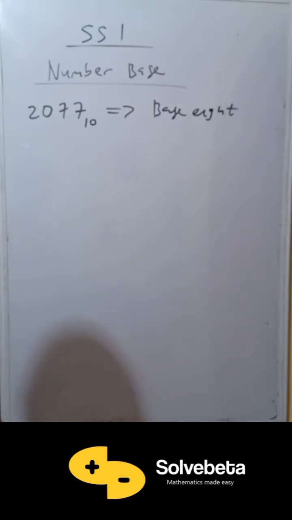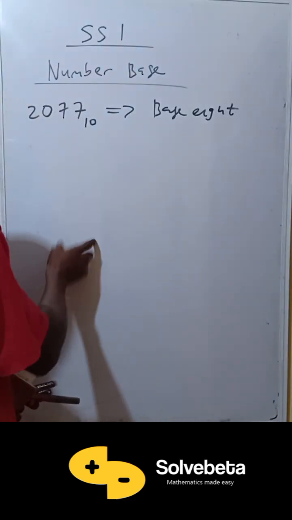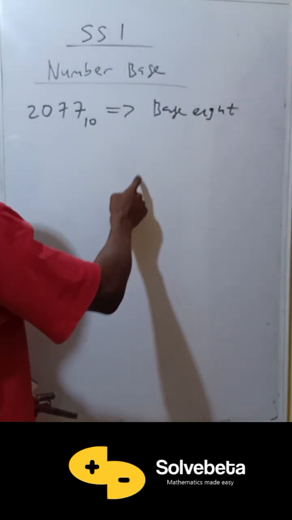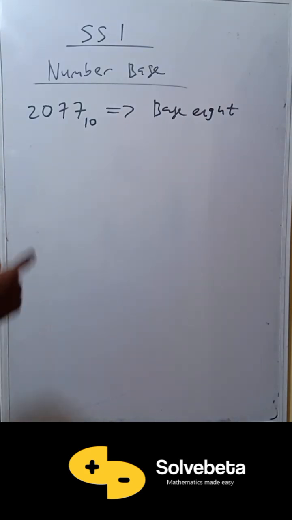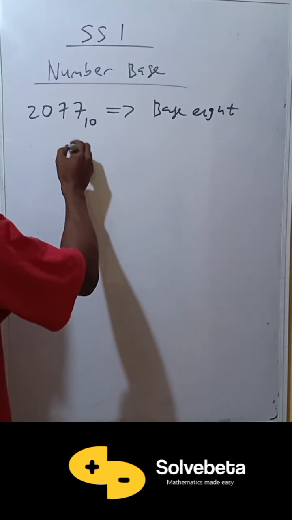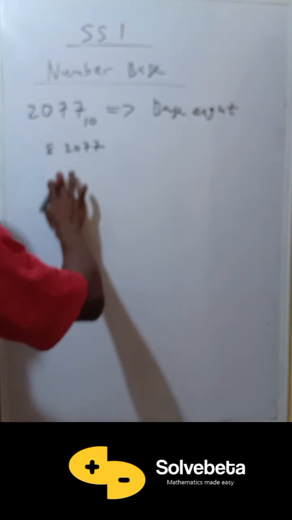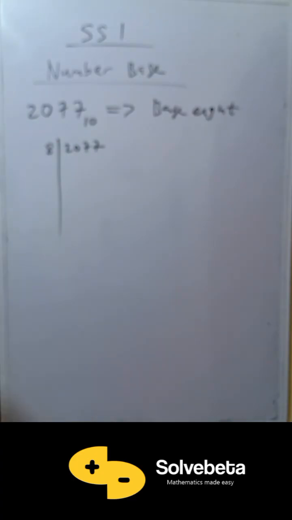Remember that if you were to convert from base 10 to base 2, you divide the number by 2. Then the remainders are used. So if you want to convert from base 10 to base 8, it's the same thing. You take 2077, you divide by the base you are going to, 8.